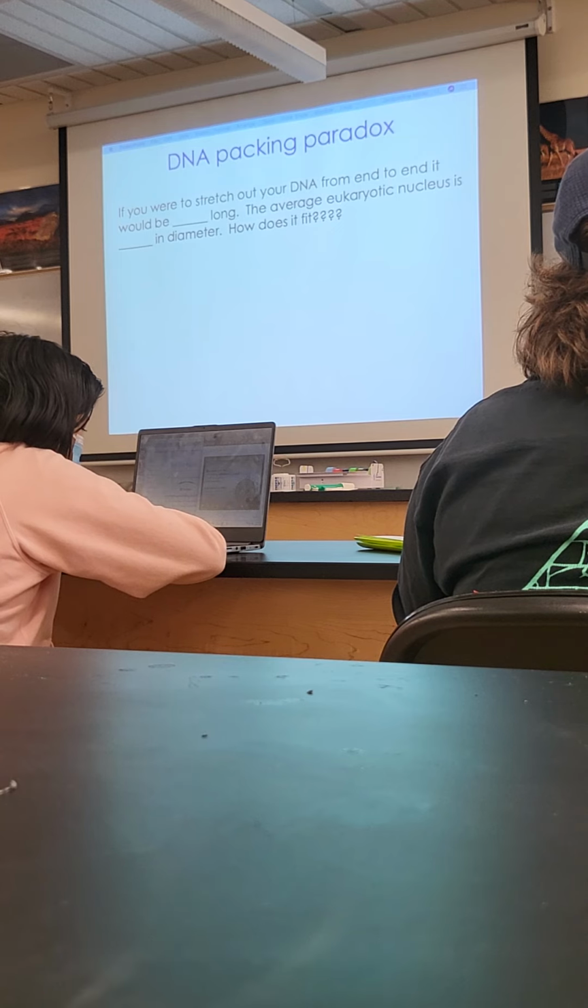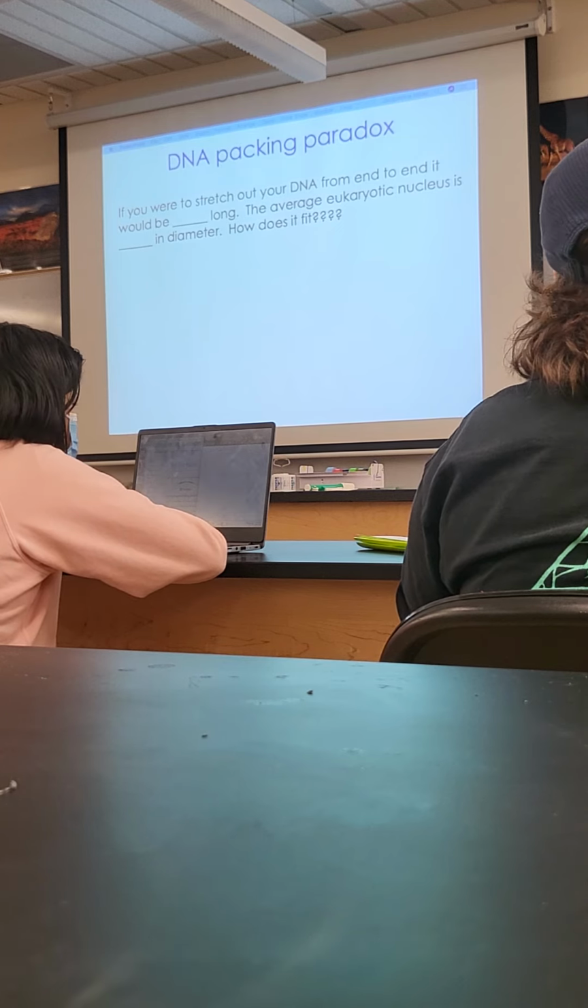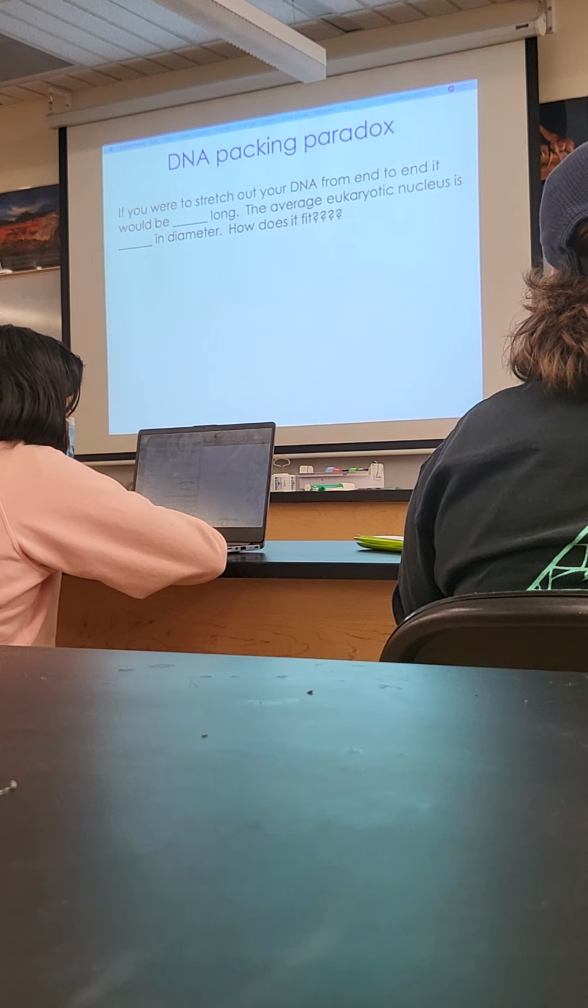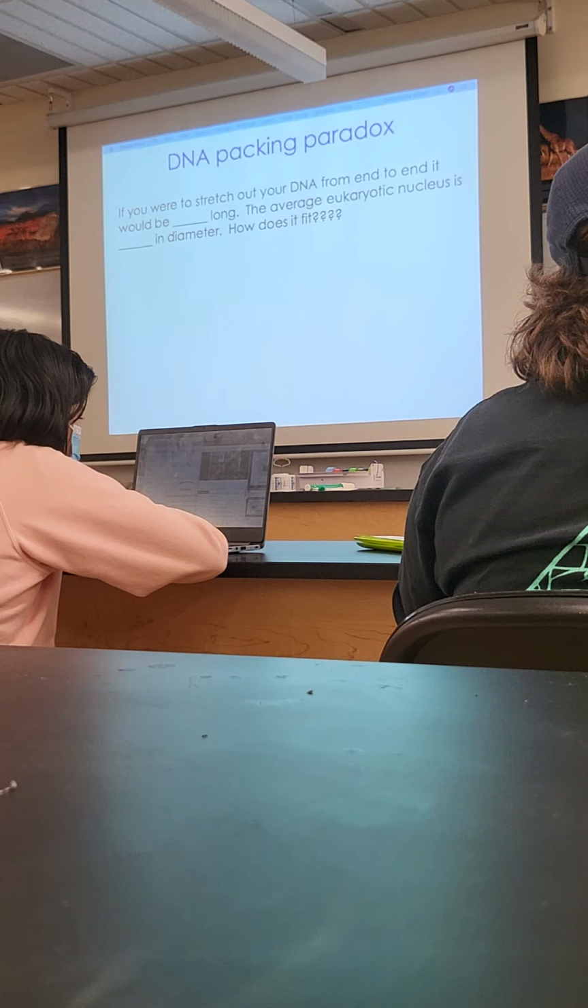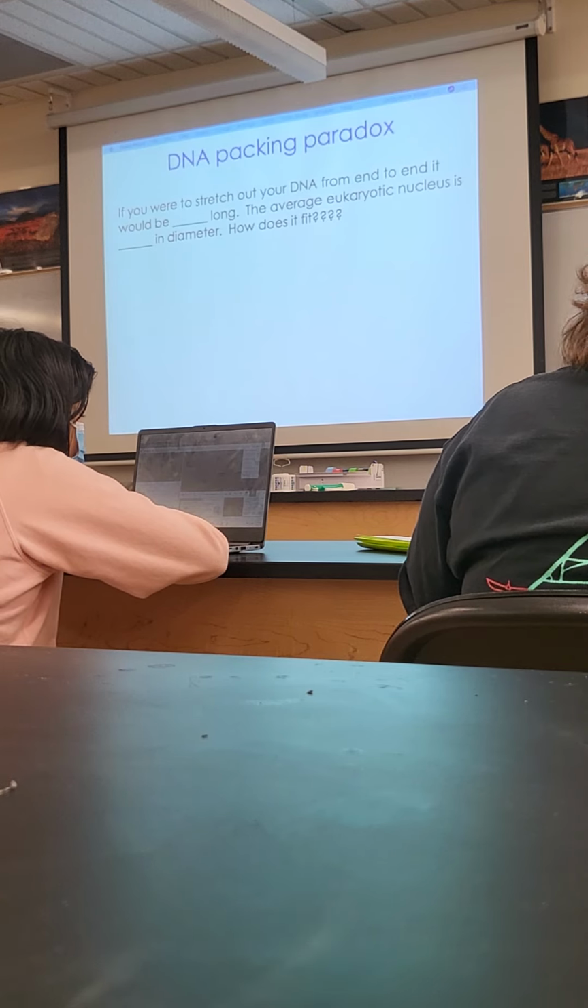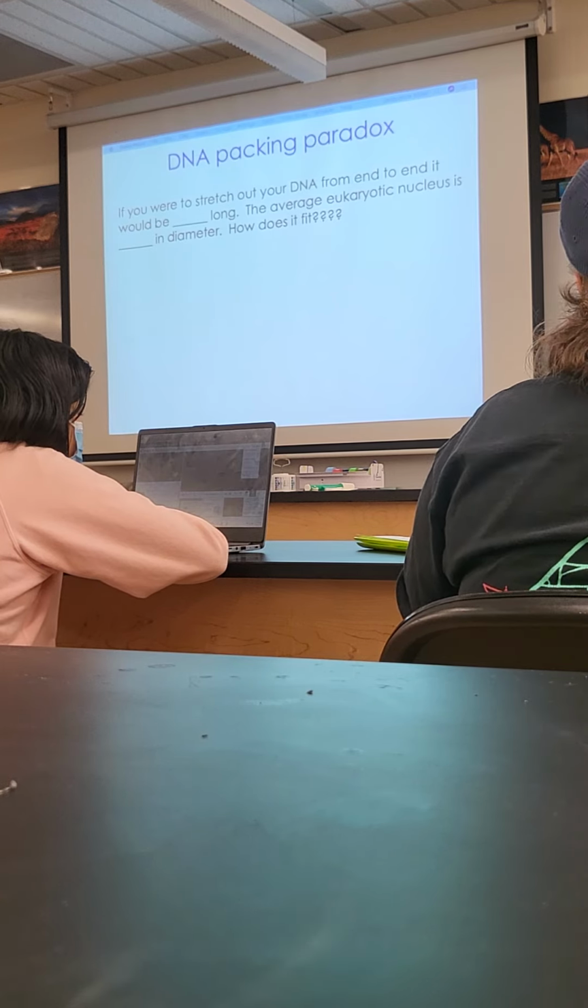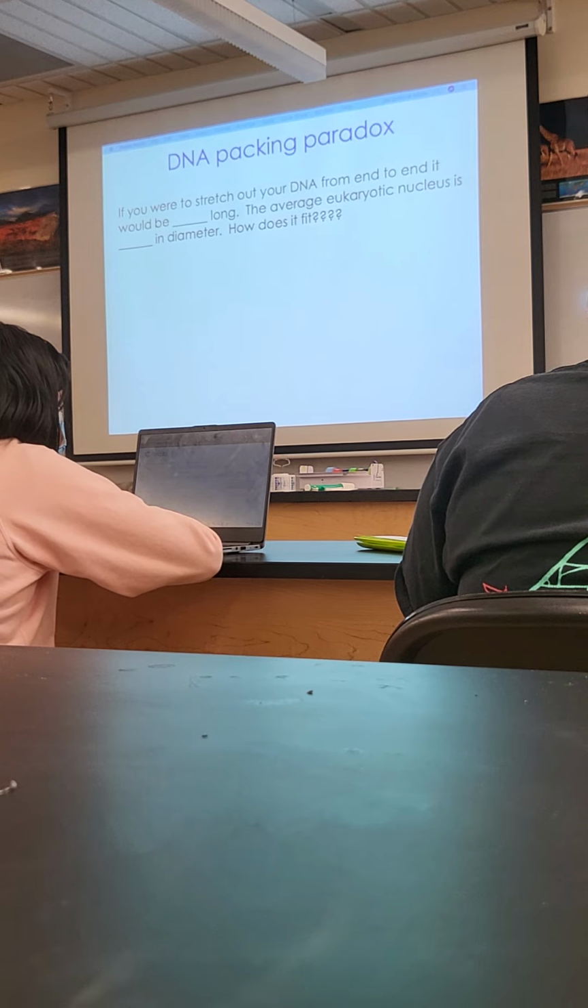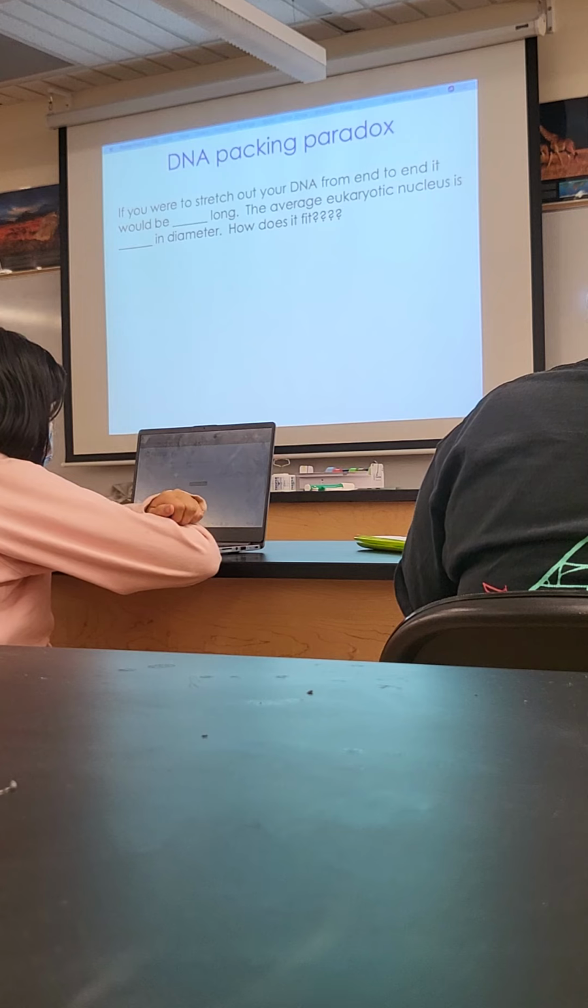Base pairs times 3.4 angstroms per step per base pair is going to give you 10 to the 10th angstroms, which is about 1 meter. That's for the haploid. Since you're diploid, we would double that to get the length. So 2 meters. 2 meters is like 6 feet. So that's really, really long.